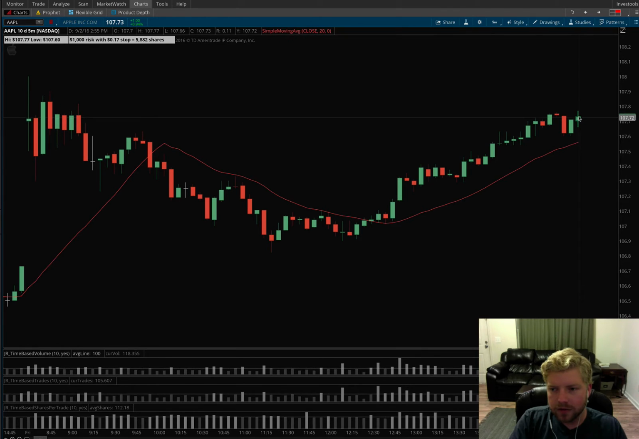It's calculating based on the 15-minute candle, which takes into account the last three 5-minute candles. And it's saying your entry, if you were shorting this, would be under here at 107.60, and your stop would go at 107.77. Based on that, you would take 5,882 shares instead. That's how you would correctly size your position for a 15-minute entry instead of a 5-minute entry.